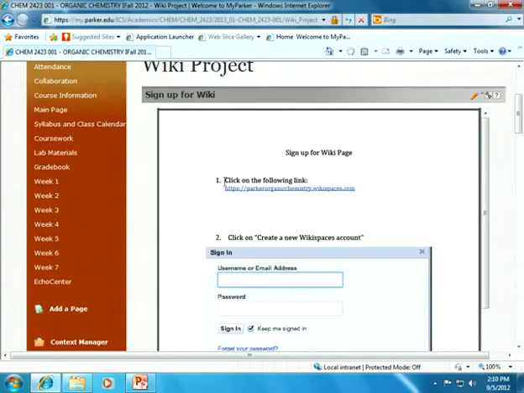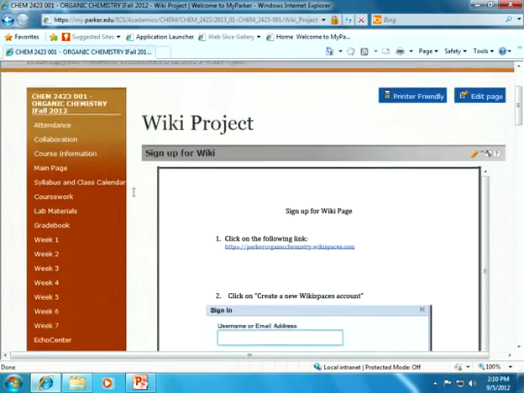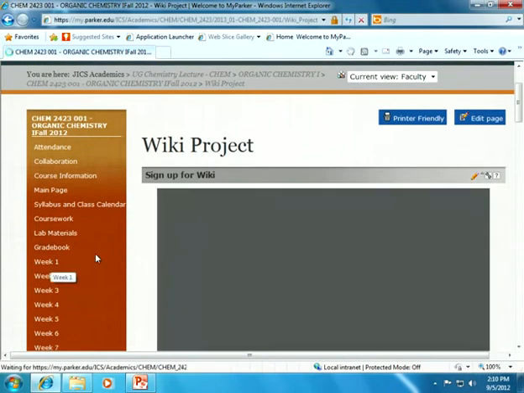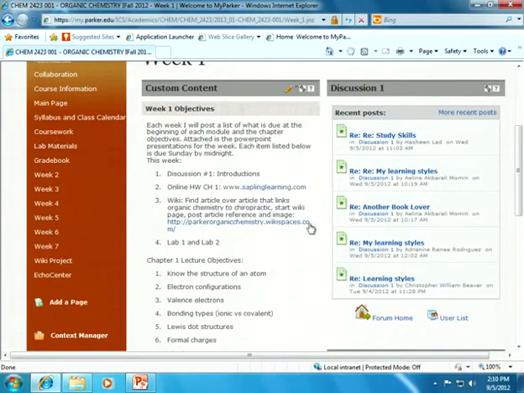Okay, so there's the wiki project, the discussion, the sapling homework. If you go to week 1, I always have a link. Here's also a link to the wiki spaces right here. So here's a link to the wiki, here's the sapling, and that's everything that's due for lecture, okay? So sapling right here, wiki right here, and your discussion, okay? And those will be posted under every week, 1 through 7. So you don't have to come back to here.